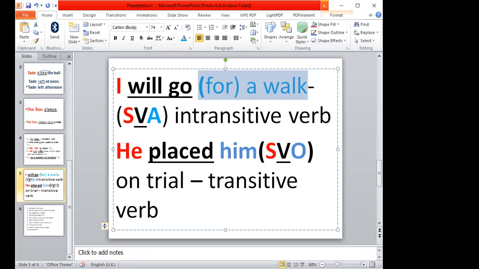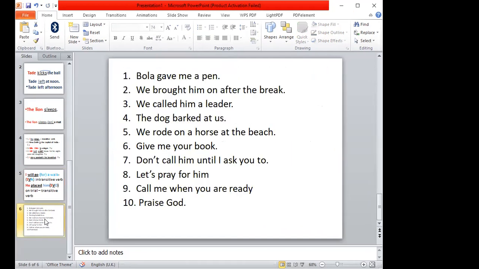So don't forget, these are your assignments. Make sure you work on them. Try to go through all we have discussed and make sure you understand before you jump at answering the questions. Remember, for your transitive verb, there will always be a noun or a pronoun beside your verb. And for your intransitive, you will not have a noun or a pronoun beside your verb.